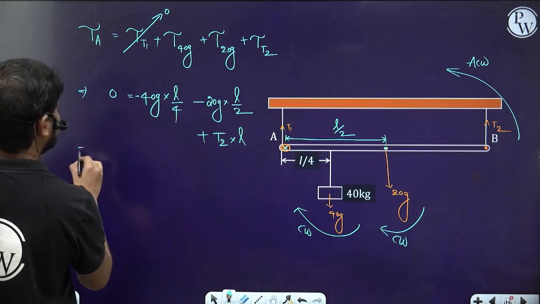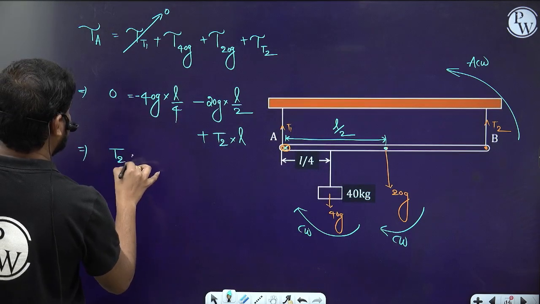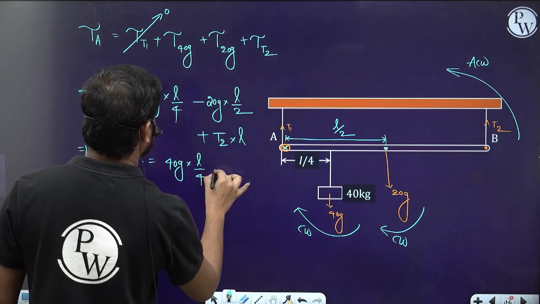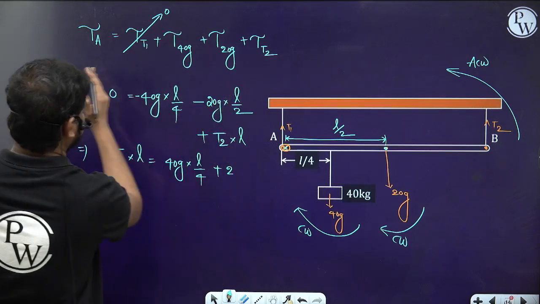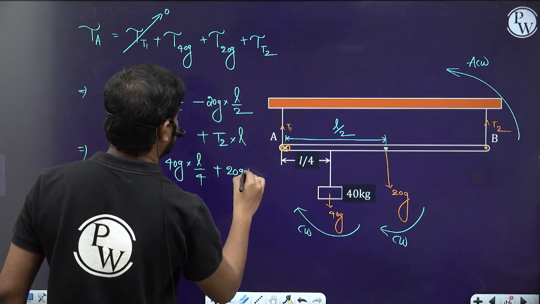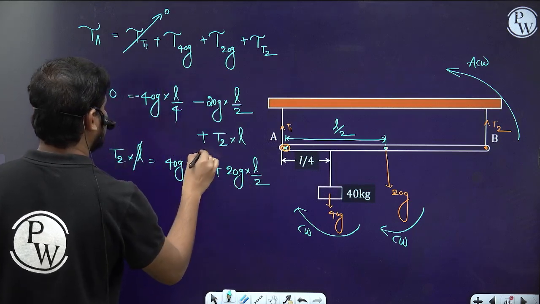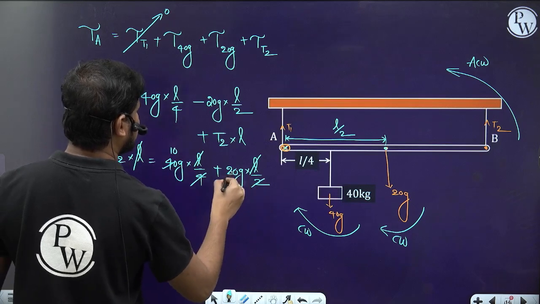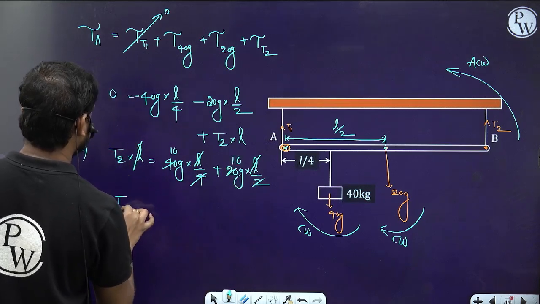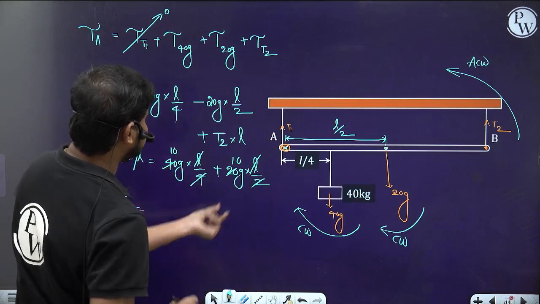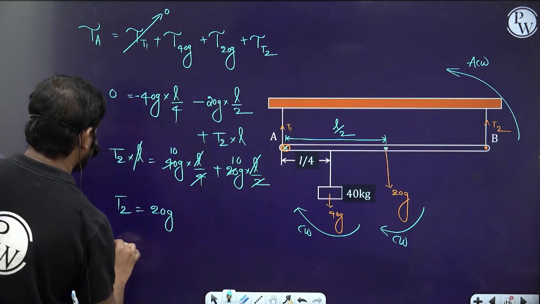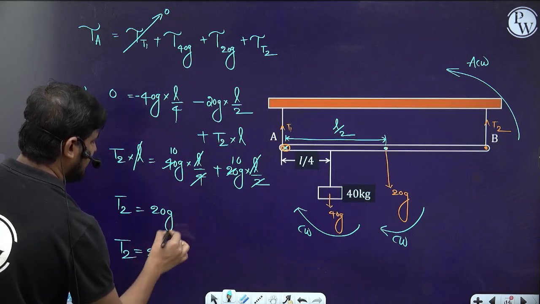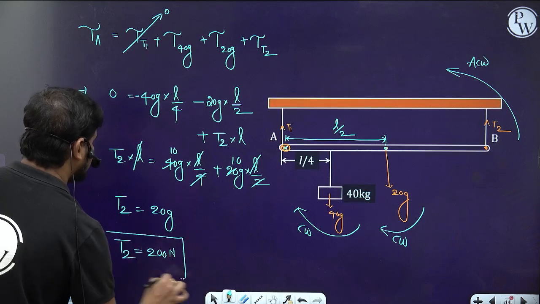So from here I can write, let's bring T2 to one side: T2 = 40G into L by 4 plus 20G into L by 2. I am bringing these two to this side. Here L gets cancelled. So 4 ones are 4 tens are, 2 ones are 2 tens are. So T2 is equal to 10G plus 10G, which is 20G. That means T2 is 20 into 10, which is 200 newtons. So I got the tension T2.